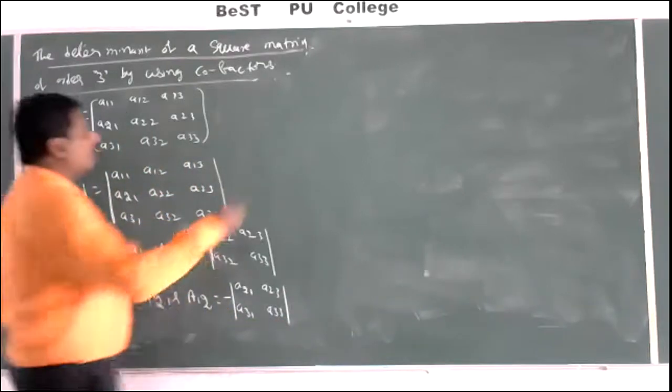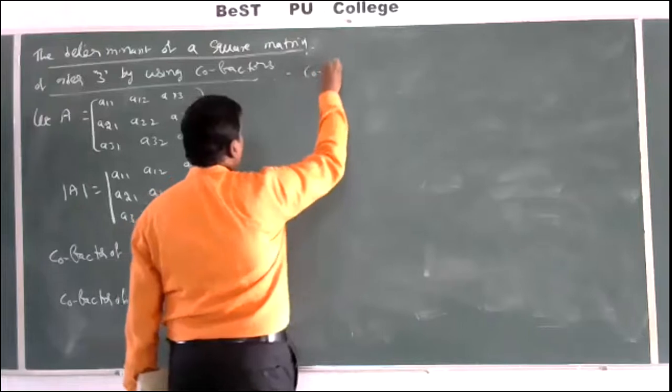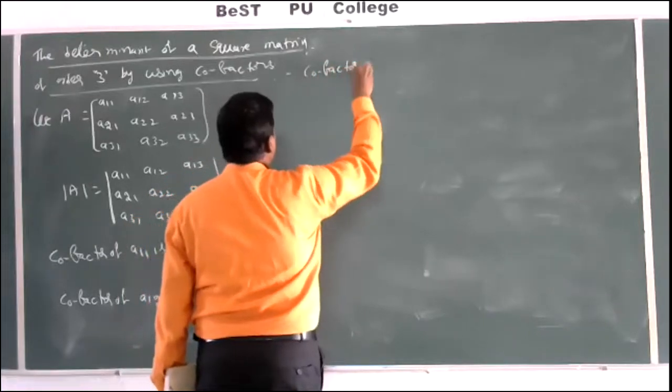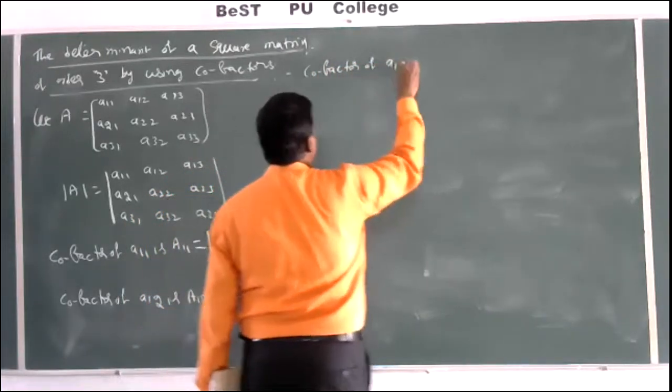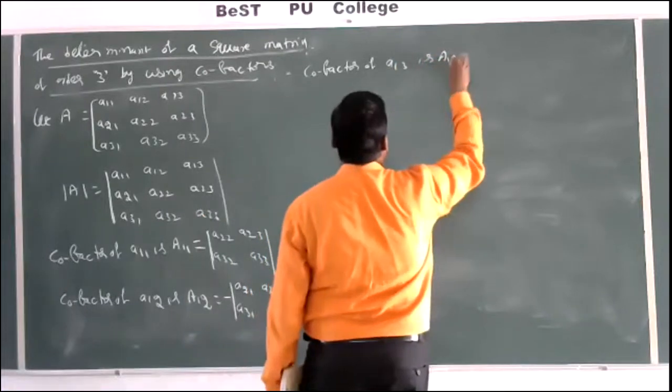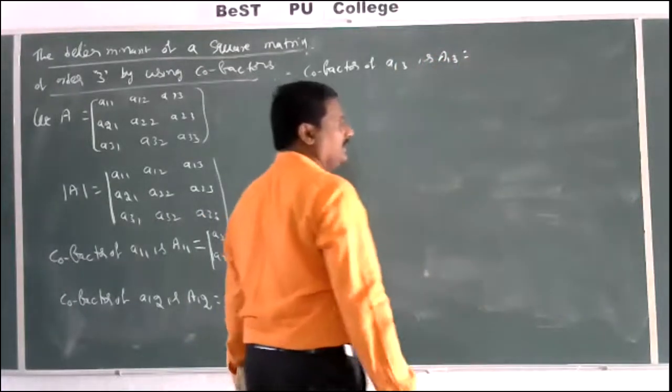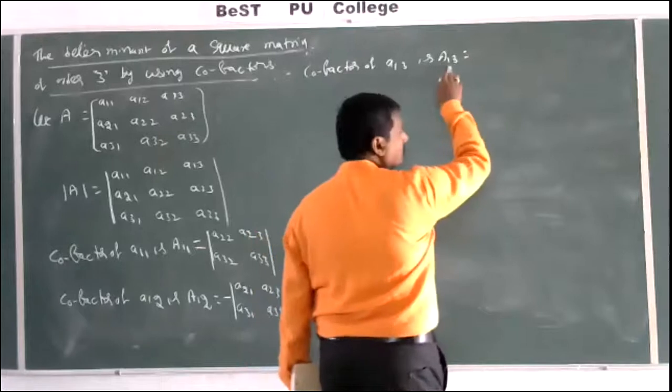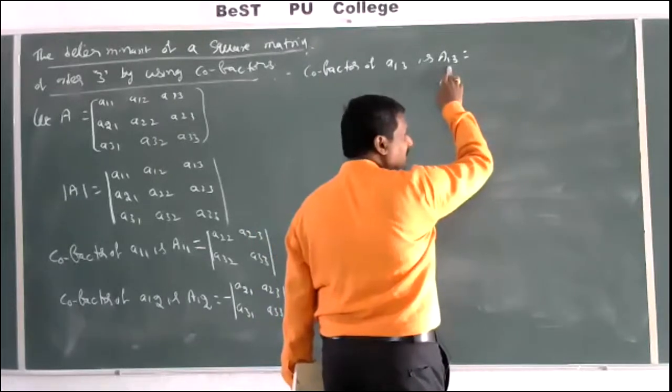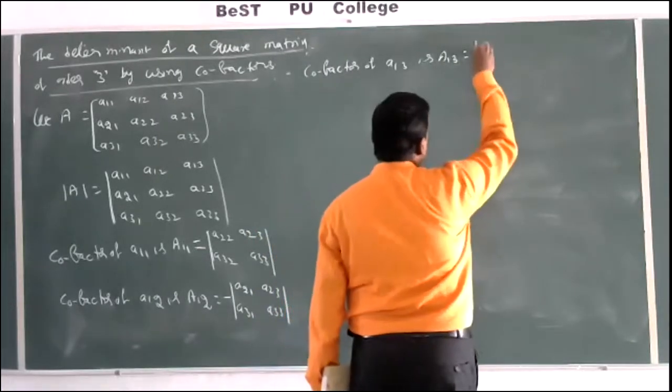Next, cofactor of A13. Cofactor of A13 is capital A13. Here 1 plus 3, it is 4. 4 means even. Even means we'll get plus sign.